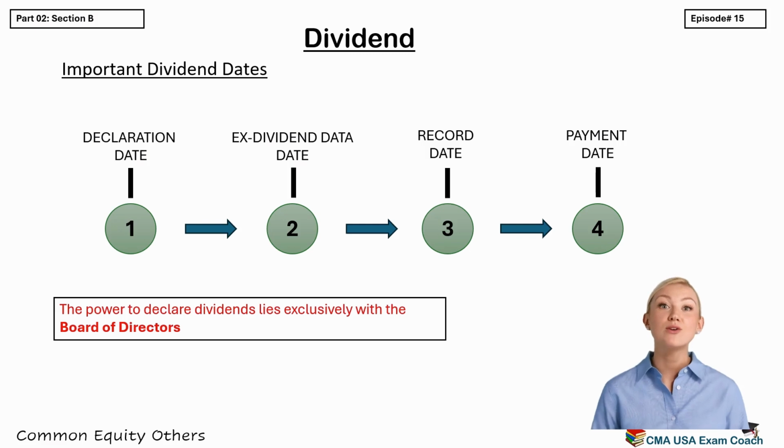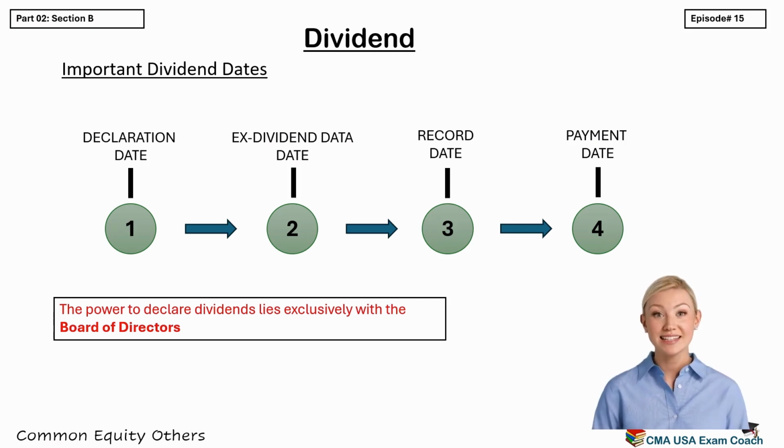Now let's walk through the 4 important dates that follow this decision. First, the declaration date. This is the date when the board of directors officially announces the dividend. On this date, the company makes a legal commitment to pay the dividend. It also records a liability in the books, reducing retained earnings and increasing dividends payable. This is the starting point of the entire dividend process.